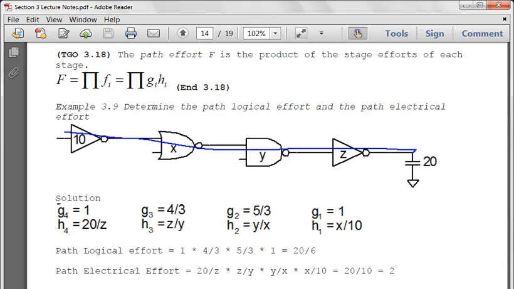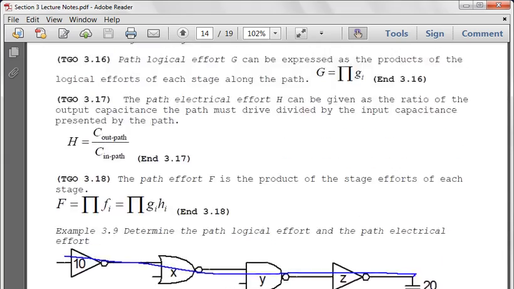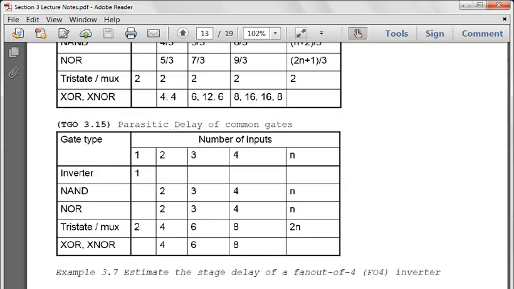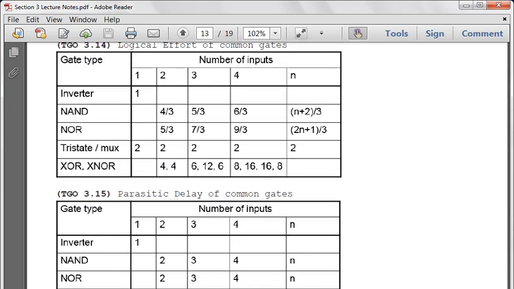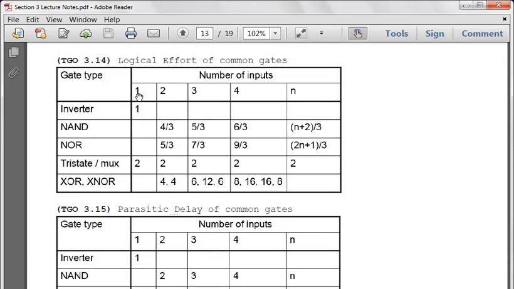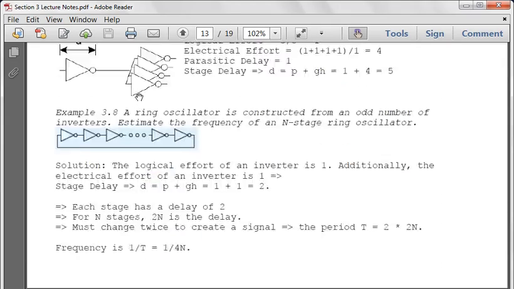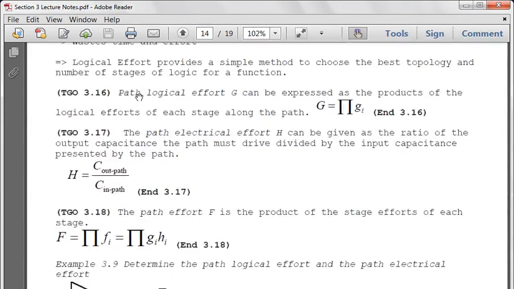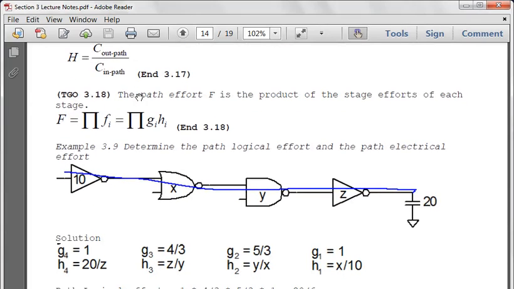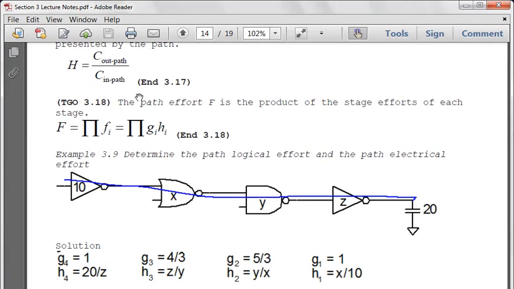So what you do, just scroll up for a second. Kevin, this is where you press pause. You go back to this table. So remember, the NAND and NOR, 4 over 3, 5 over 3, and 1. That's where our logical efforts come into play. So multiply all those out using the definitions for path effort.